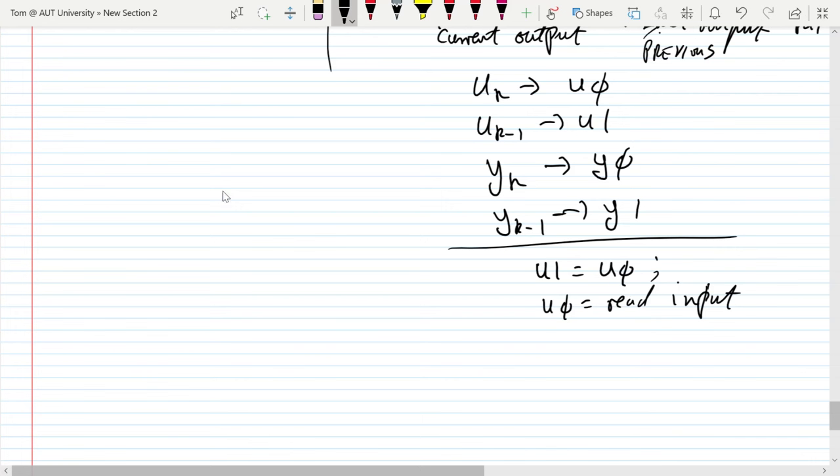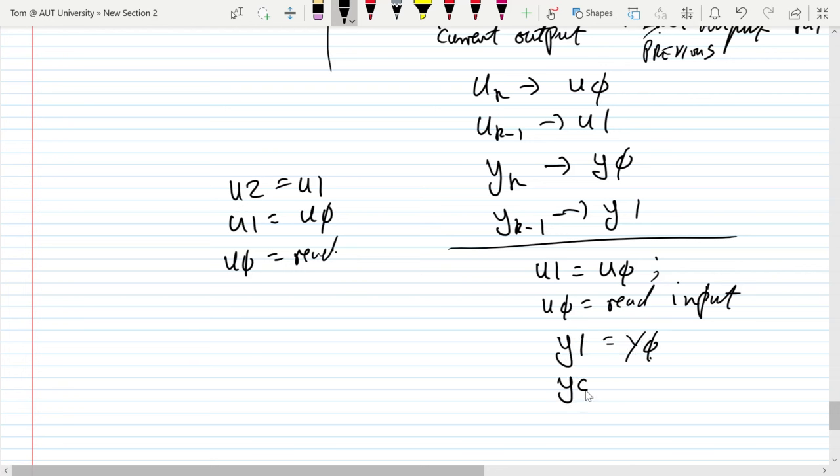If I did have a U2, however, it would be U2 is equal to U1, U1 is equal to U0, and U0 equals, then you read that. And you do the same with the Y. If there's a Y2, but there isn't one, you do that first. So Y1 is equal to Y0, and then Y0.